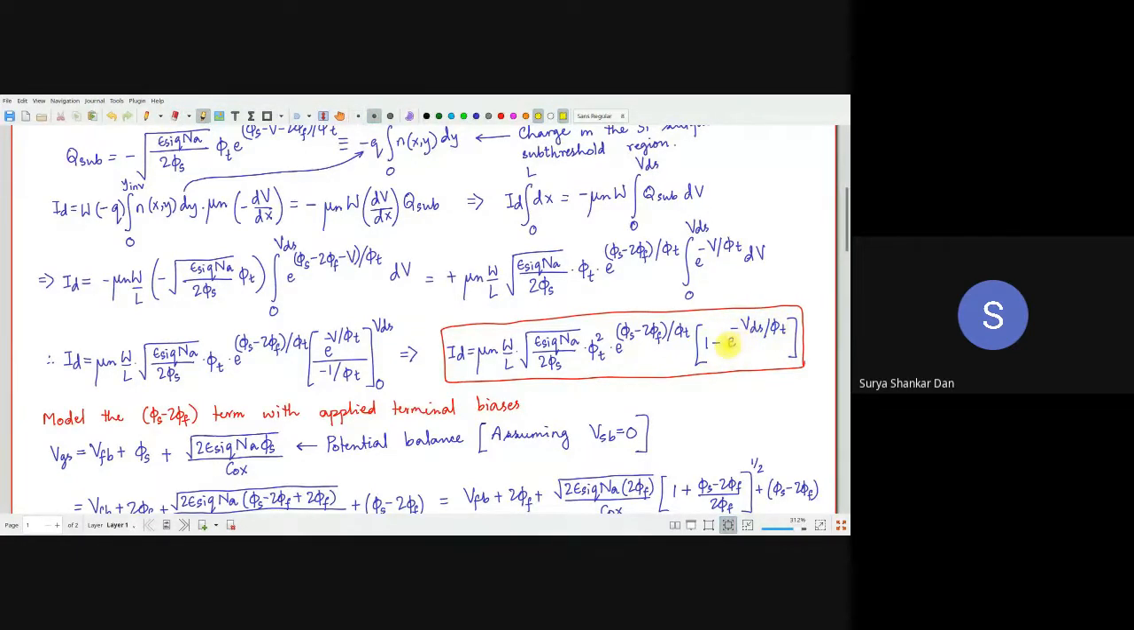See, this is e to the power of minus VDS by phi t. Let's get back. What is the value of phi t? Let's not bother about the exact values. It is in millivolts. What is the order of VDS? 1 volt, 1.8 volt. So the order is volts. So effectively that is something like 10 to the power of 3, volt divided by millivolt order. That means this e to the power of minus 1000 is obviously very, very less compared to 1.